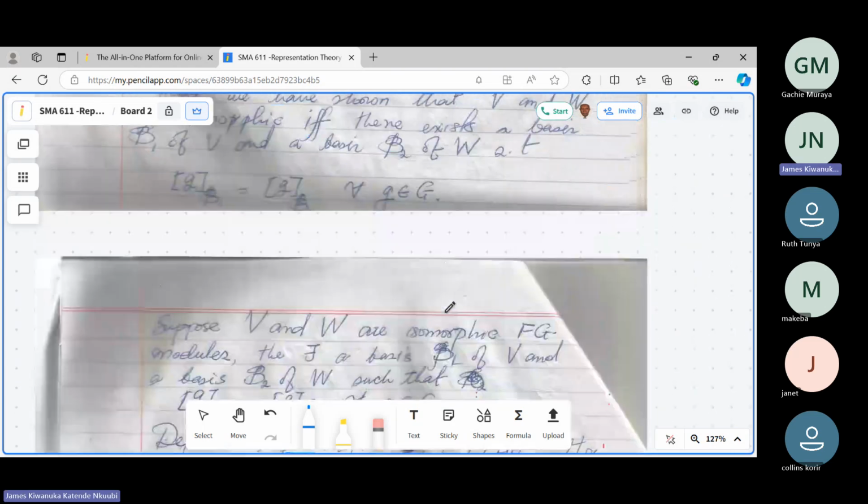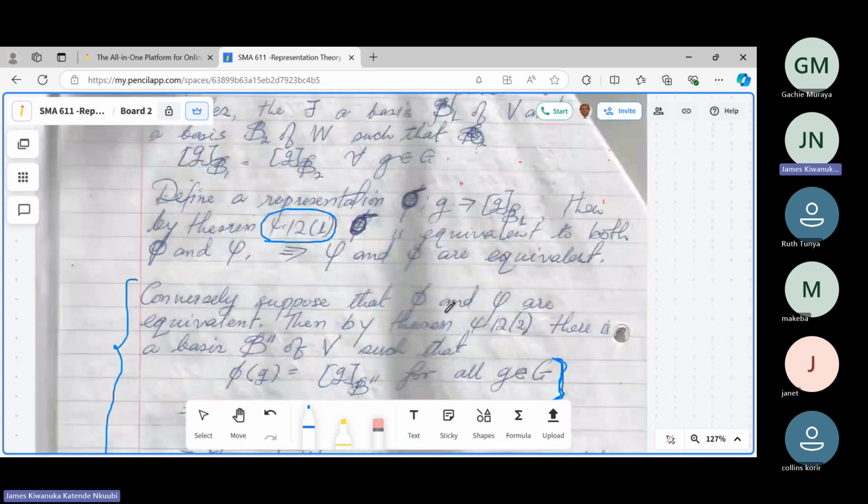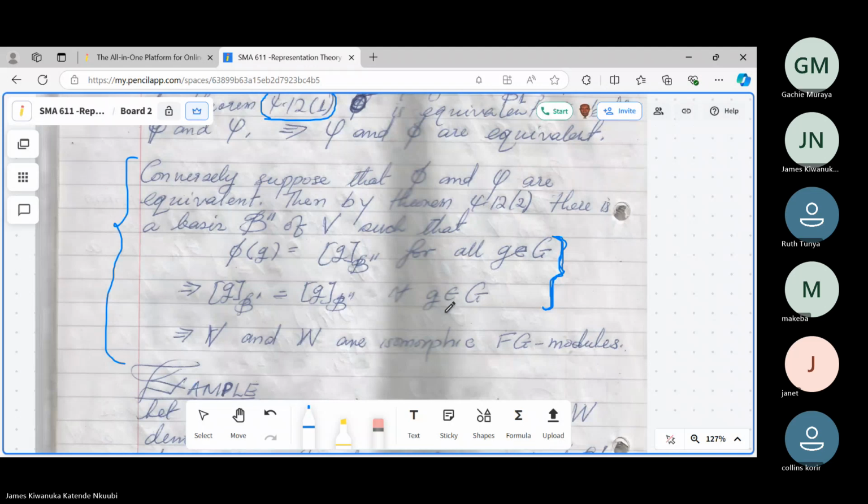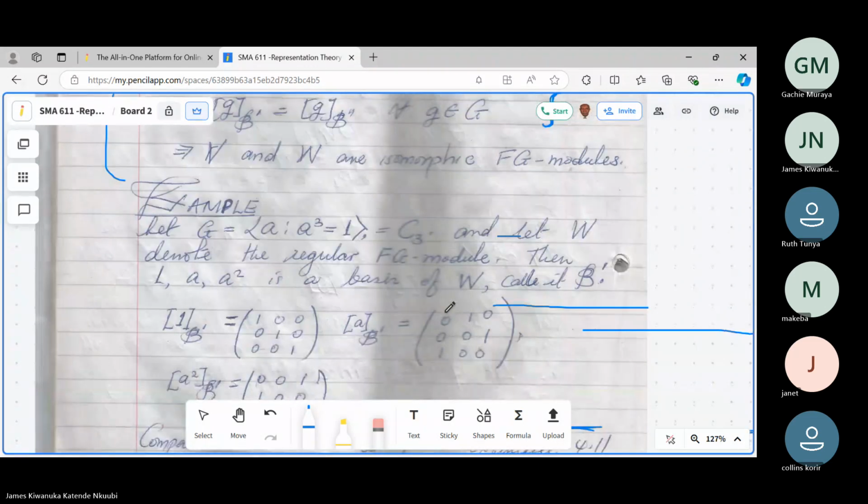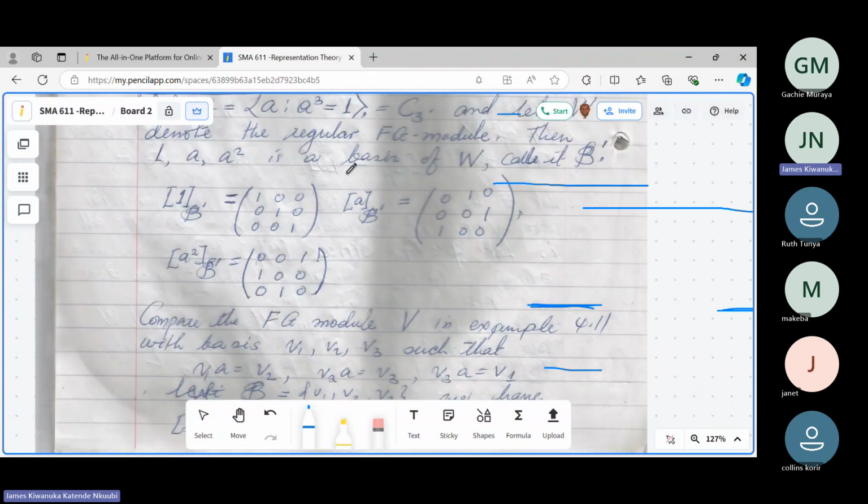And the converse as well. So I'll leave that as your small homework. You can also look at the one in the textbook to compare. There's an example that illustrates that here.